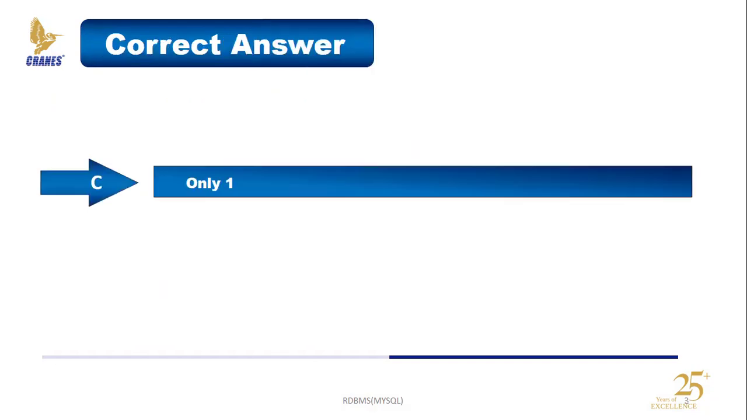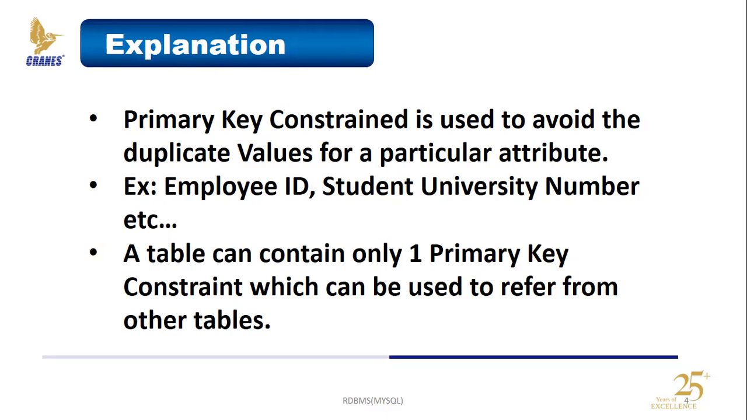Why? Because the primary key constraint is used to avoid duplicate values for a particular attribute, like employee ID, which cannot be duplicated, or student university number, which cannot be duplicated. A table which has a primary key can be referred to from other tables. For those reasons, a table can have only one primary key. Let us see now how we create the primary key in a table. Also, if you try to create multiple primary keys on the same table, the compiler is going to give you an error message.